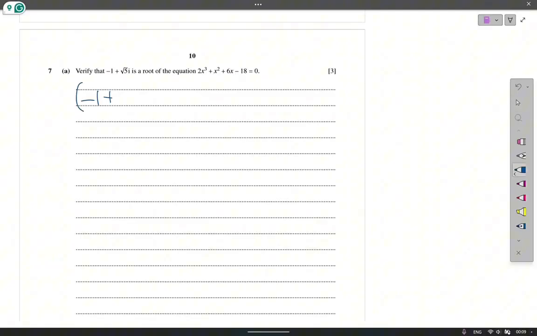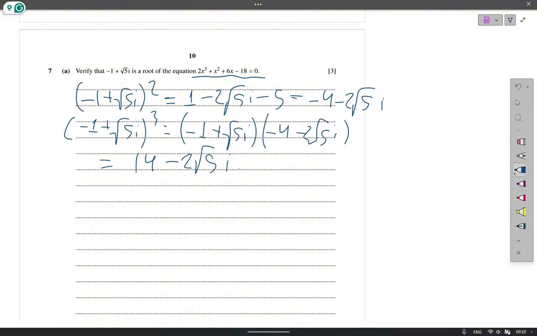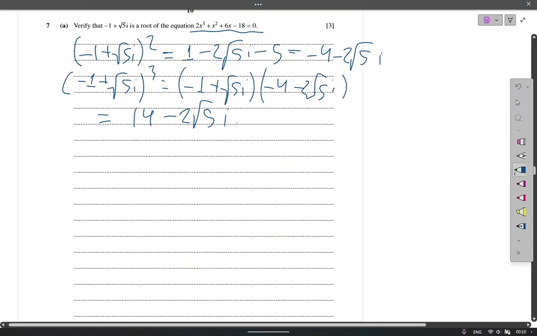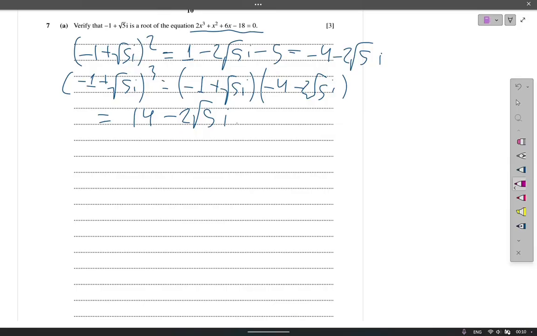So here, finding the square of this and the cube of this might be helpful and easier than doing everything at once. I've decided to do it. There's one. And we can substitute in those values in the equation.